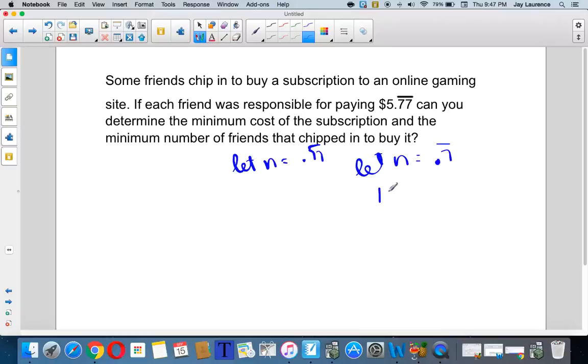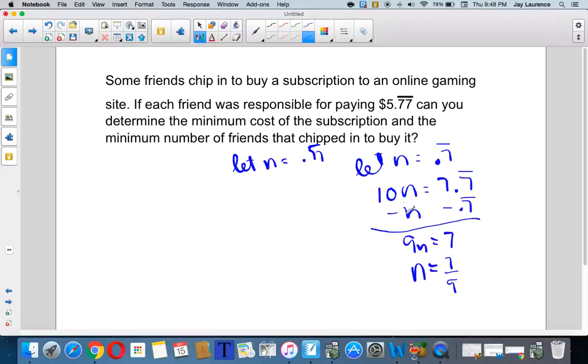So I only have to multiply by 10, which gives me 7 and 7/10ths repeating, subtracting n, and I will get 9n equals 7, and then therefore n will equal 7/9 when I divide. Okay, if you do it the other way, you have a little more simplifying to do.